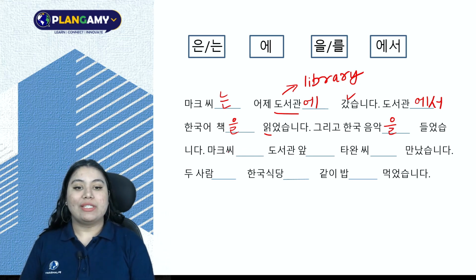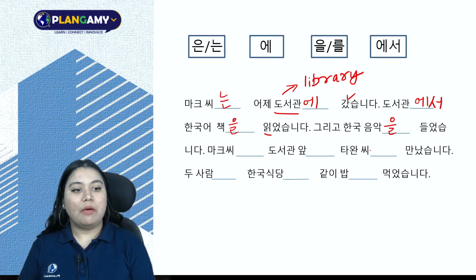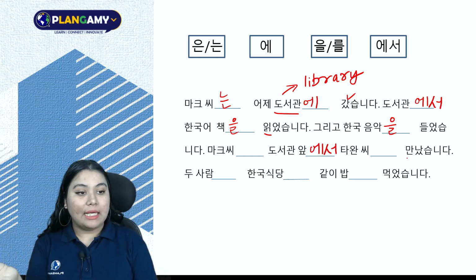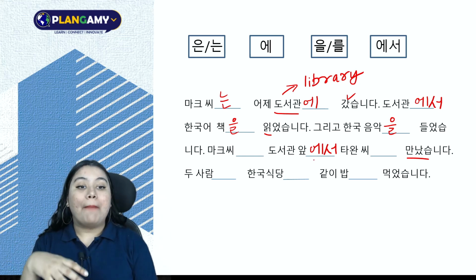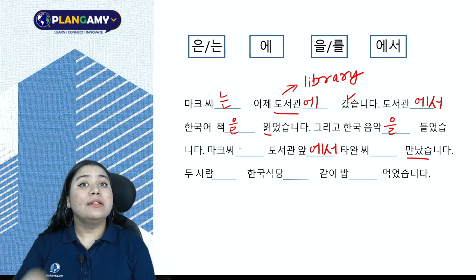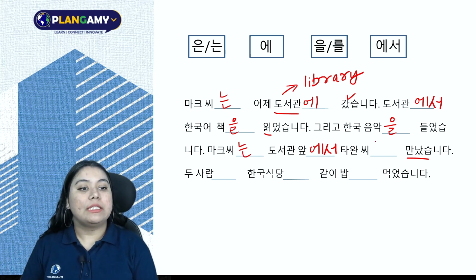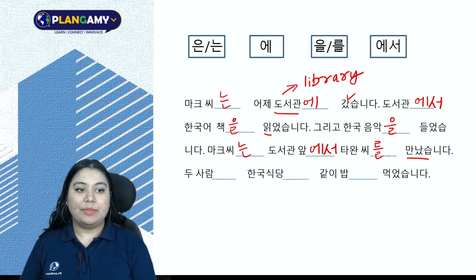Listen to Korean music. 마크 씨 도서관 앞 다원 씨 만났습니다. So Mark met Tawan in front of the library. So 앞에서 만났습니다. Because ending with 만나다, here I'm adding 에서, 앞에서. So Mark is meeting Tawan. So Mark is my subject or my topic. Mark 씨는 도서관 앞에서 다원 씨를 만났습니다.